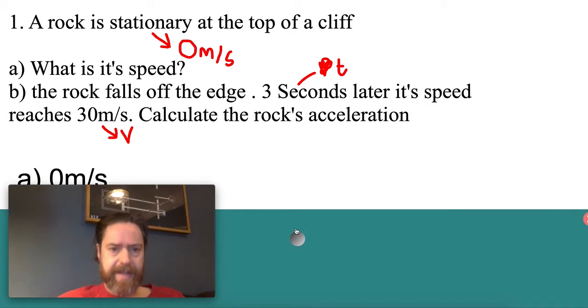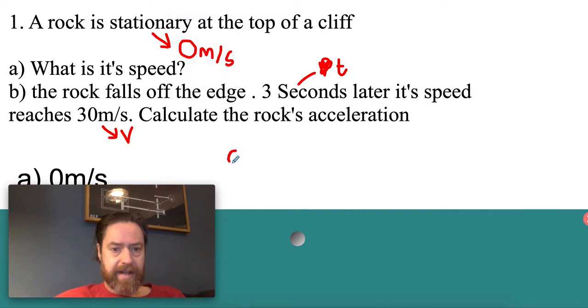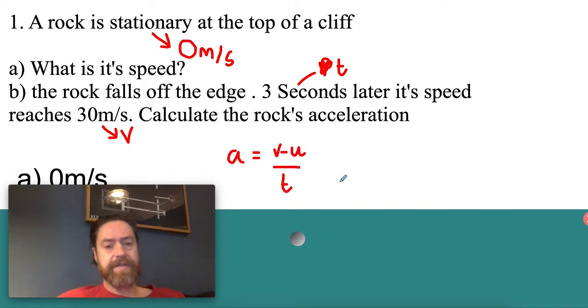Have I got it on the page? I might have to just do this on here. So what I would write down is a equals v minus u over t. I'm always going to write that down.